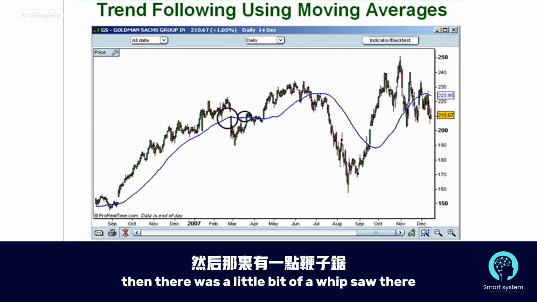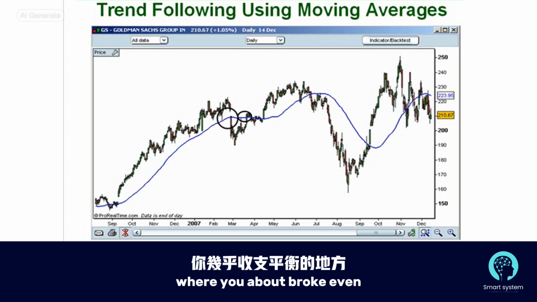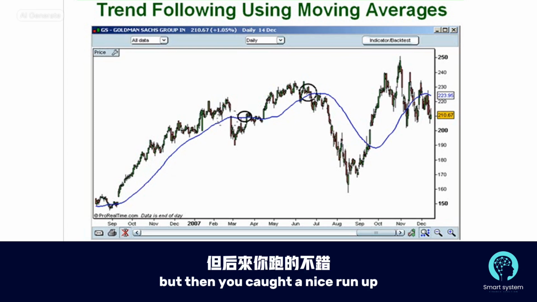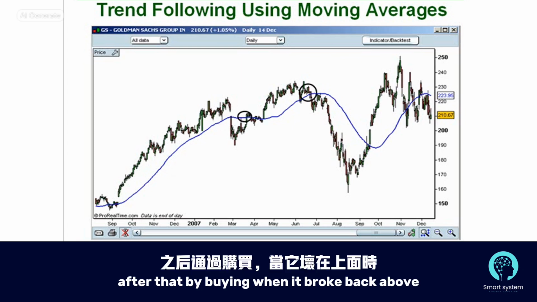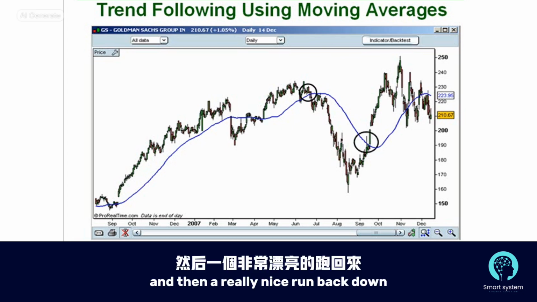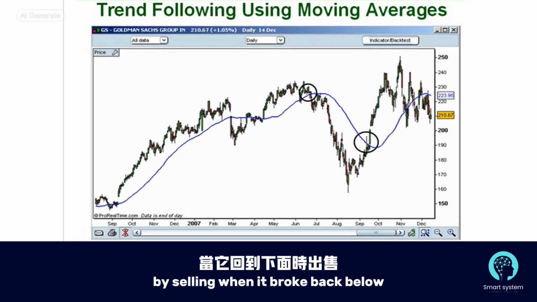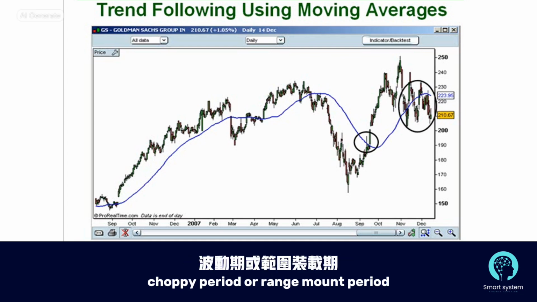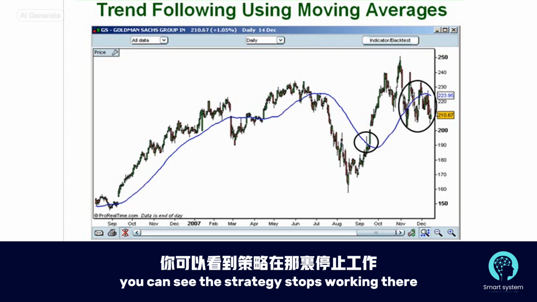Then there was a little bit of a whipsaw there, where you about broke even, selling when it crossed below, and then buying when it broke back across. But then you caught a nice run up after that by buying when it broke back above. And then a really nice run back down by selling when it broke back below. Before the market moved into this choppy period or range bound period, you can see the strategy stops working there.